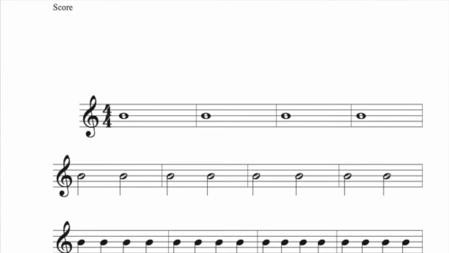Let's try it again, shall we? 1, 2, ready, go. 1, 2, 3, 4.